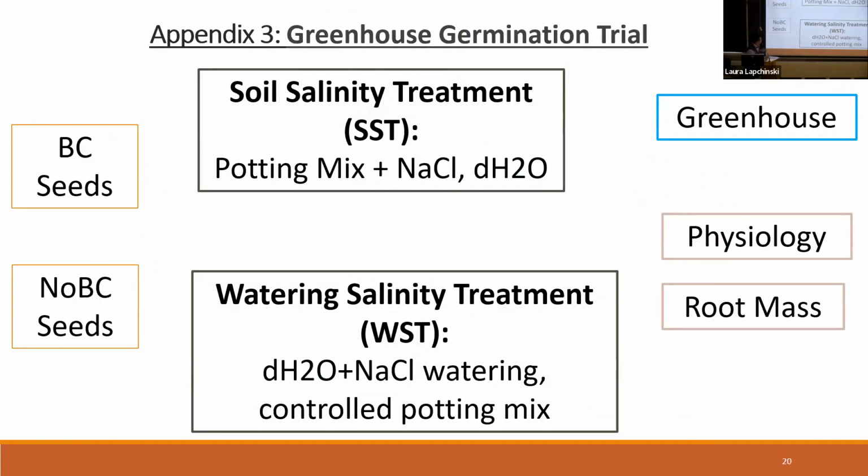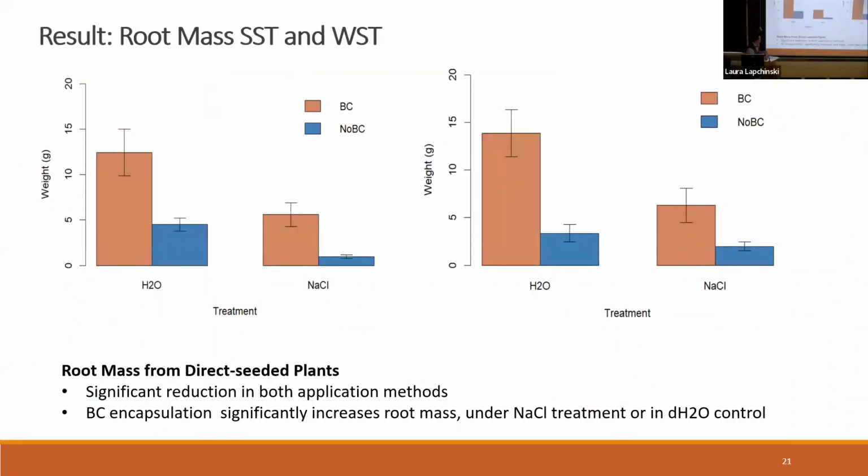Yeah, so this is my greenhouse trial. So I have biochar seed, no biochar seed. Then I put them in a soil salinity treatment and a watering salinity treatment. With this, I actually found a pretty comparable result to what I did with the petri dish germination trials. I see my root mass went down in my non-biochar coated seeds when I salt stress them, and then my root mass went up when I coat them with biochar.